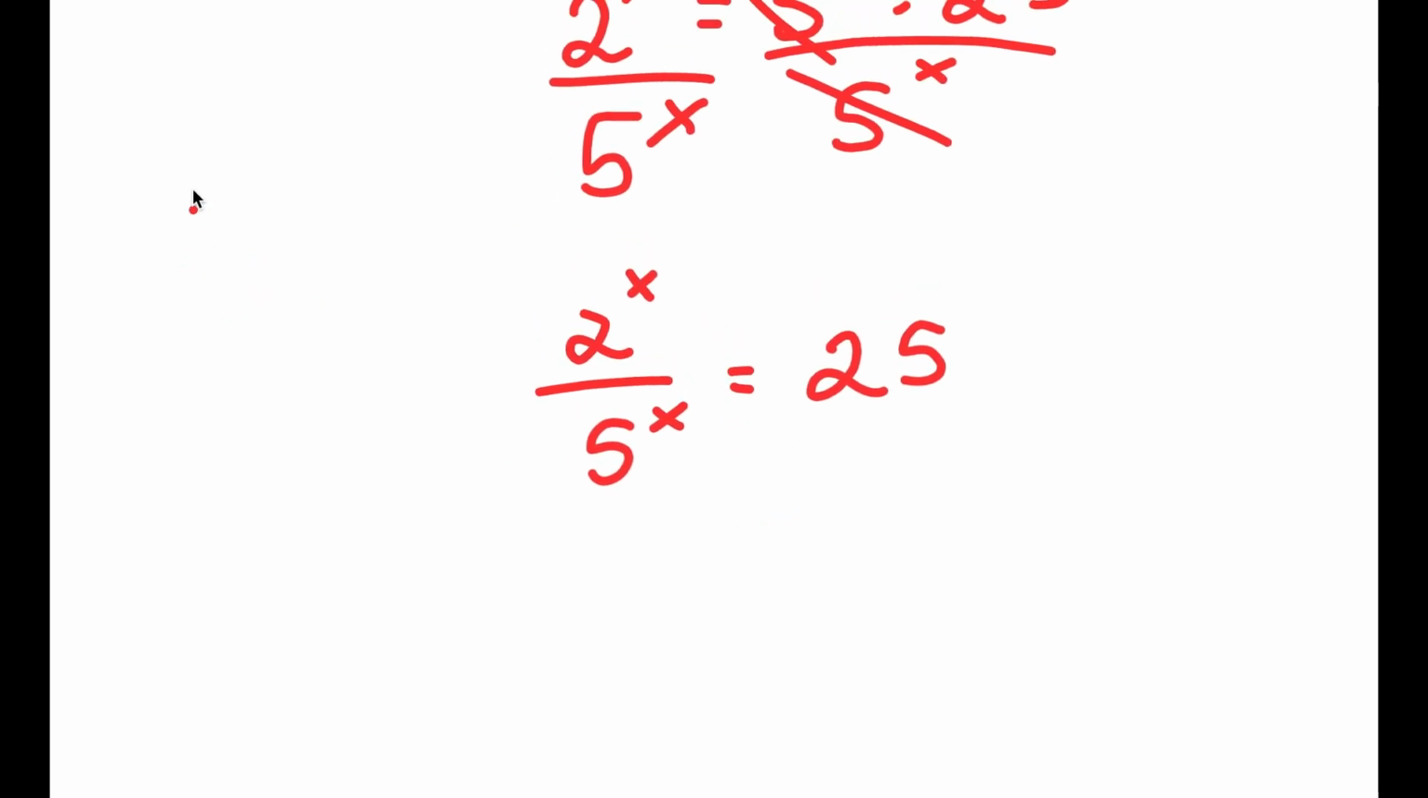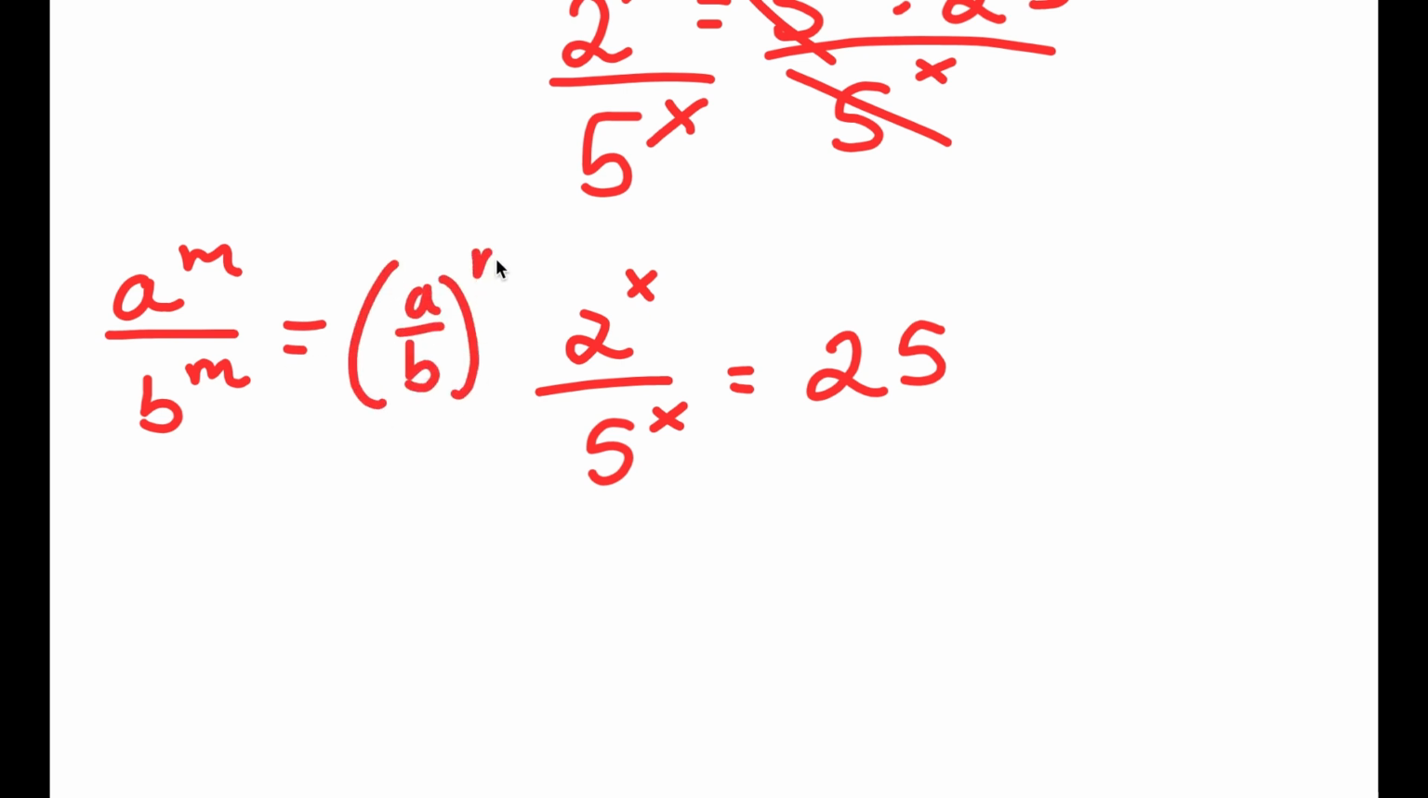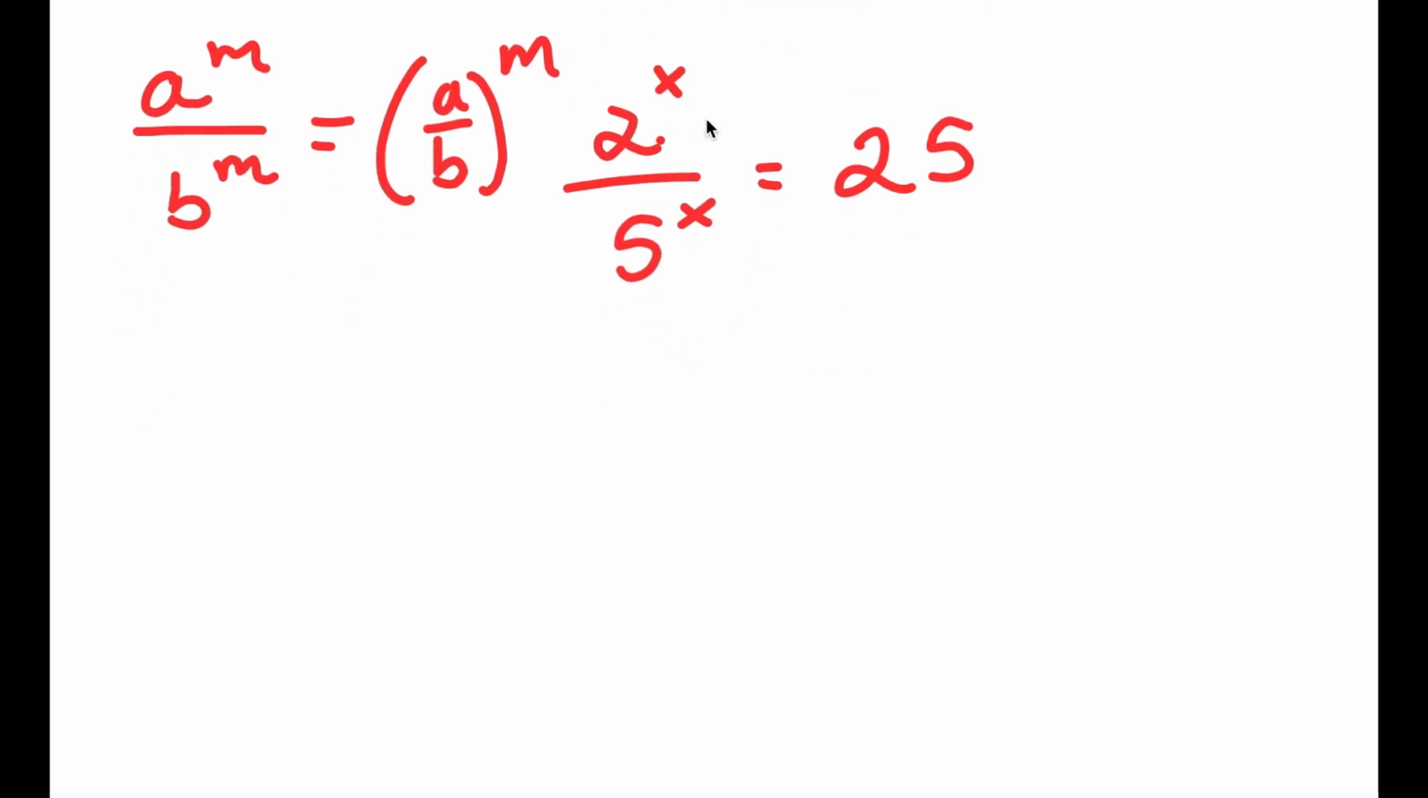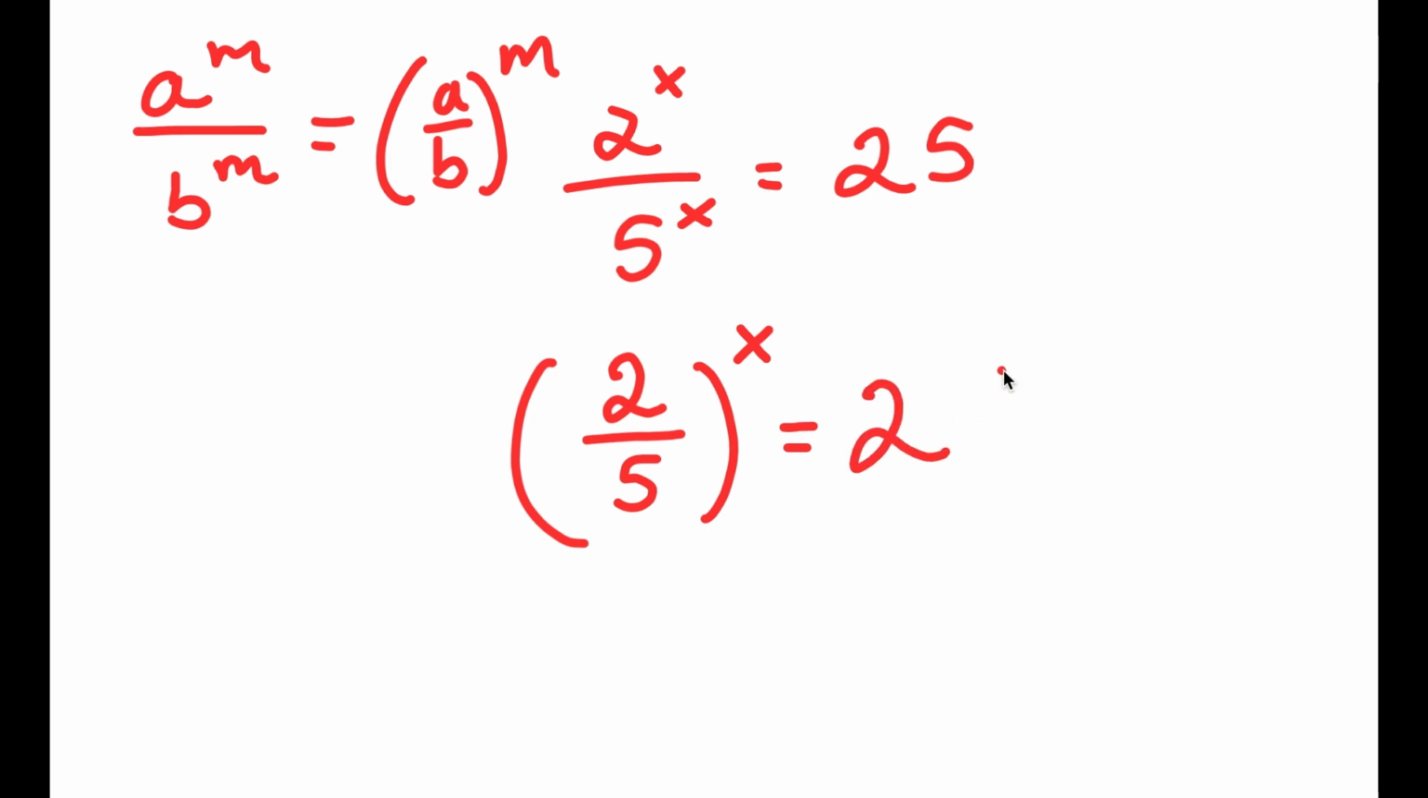Now, if I have something in the form a to the power of m over b to the power of m, this is the same thing as a over b, to the power of m. So 2 to the power of x over 5 to the power of x is going to equal 2 over 5, to the power of x, which is equal to 25.